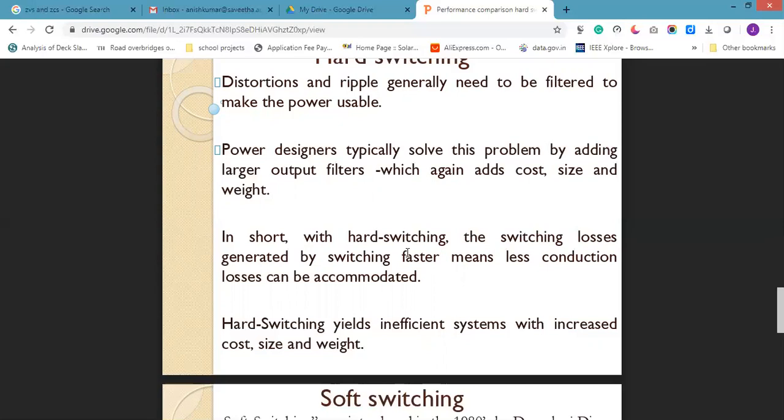In short, with hard switching, the switching loss is generated by switching faster, so less conduction loss can be accommodated. There are two losses, one called switching loss, another called conduction loss. If you reduce the switching frequency, the switching loss is reduced. If you increase the switching frequency, the switching loss is increased. So the drawbacks of hard switching are that efficiency is less, cost is high, size is high, weight also high.